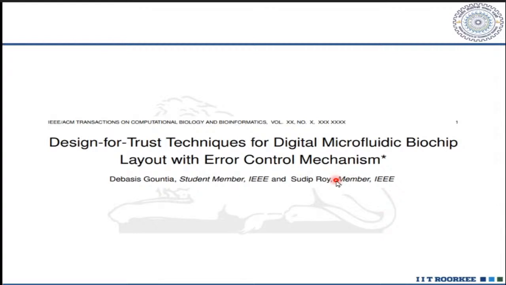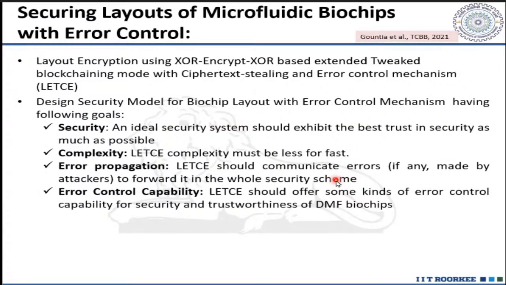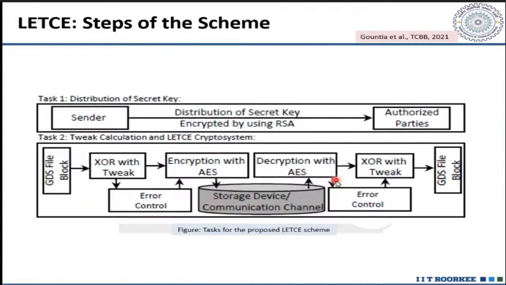So the microfluidic biochip layout is geometric information. It gives the details about the chip geometry, which is basically written as a GDS2 file. GDS2 file is common in VLSI chip design also. So the chip layout is written in a file which is called a GDS2 file. So we also talked about this kind of chip layout, and how this GDS file can be secured.